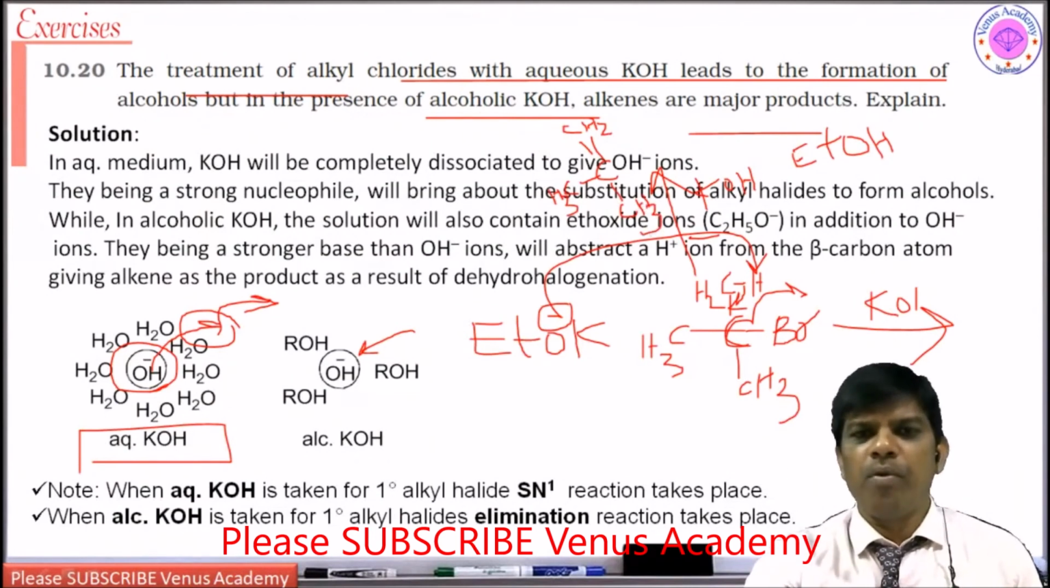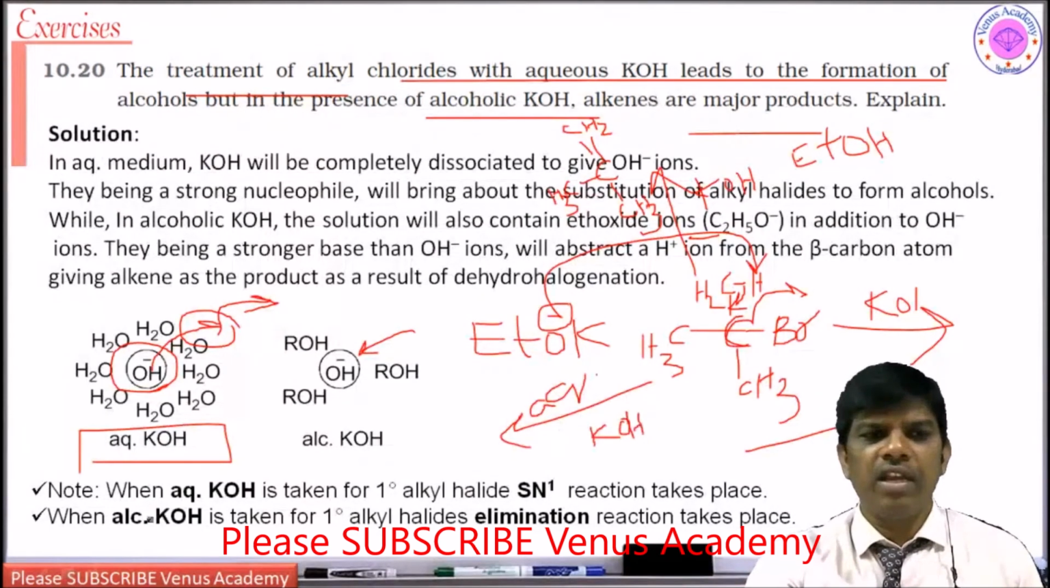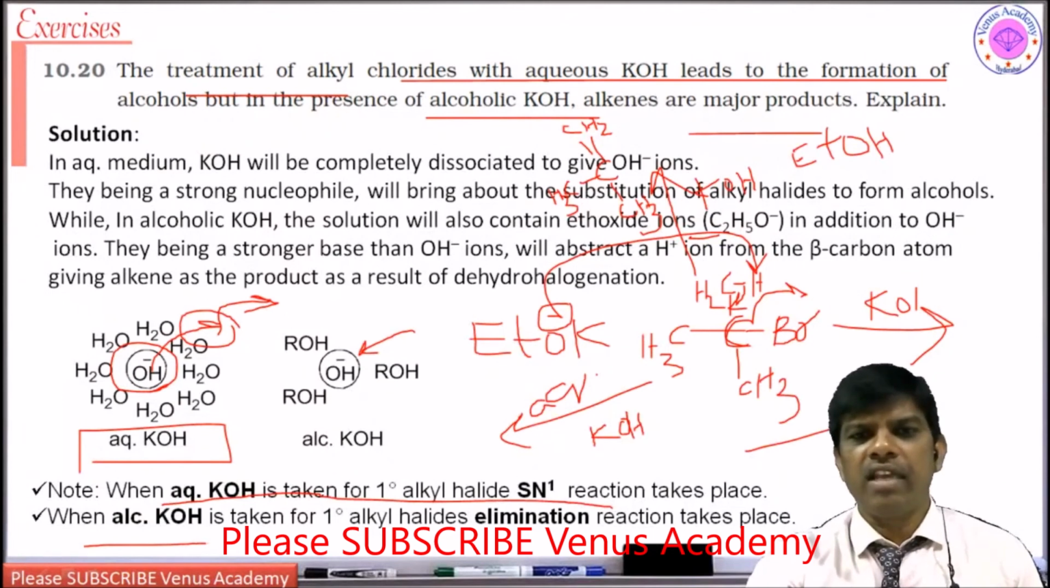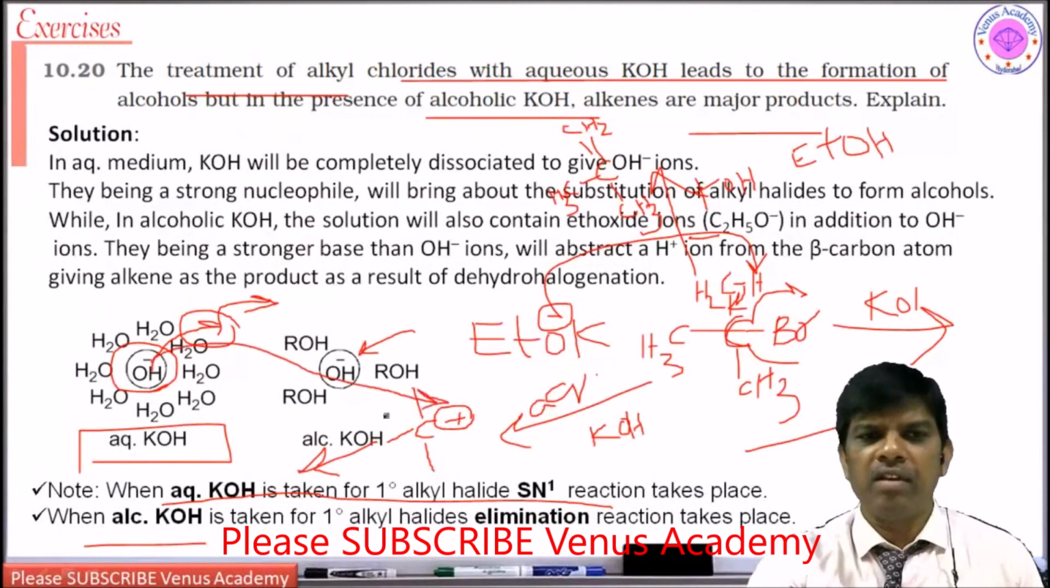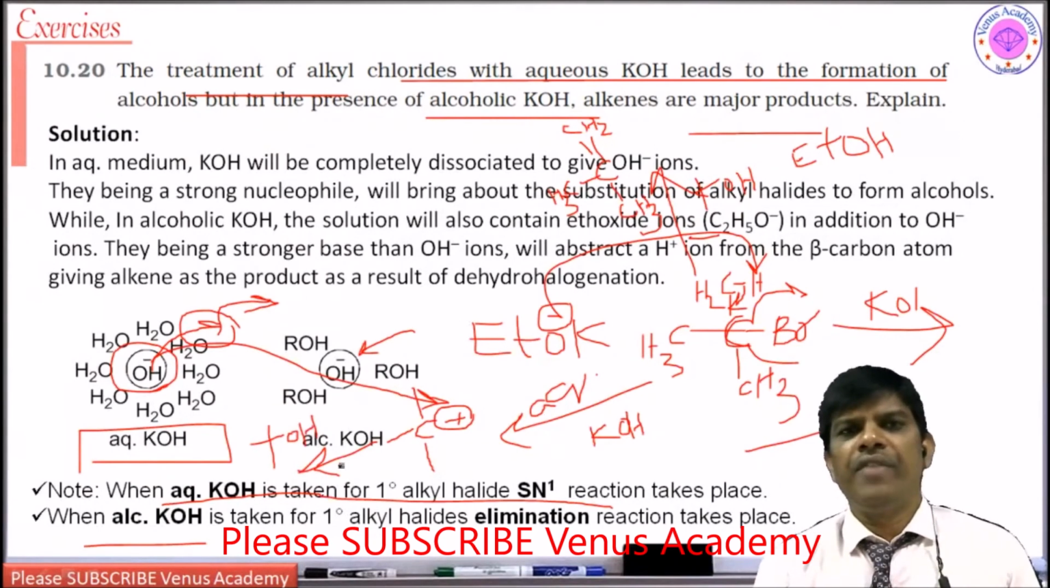But the same compound, if I treat it with aqueous KOH, then SN1 reaction takes place. Alcoholic KOH gives elimination, while aqueous KOH undergoes SN1 reaction. What is going to happen? Bromine goes out first to give a carbocation. The tertiary carbocation is highly stable, with the remaining methyl groups there, and now it takes up OH minus to give tertiary butanol. So you are going to get nucleophilic substitution.